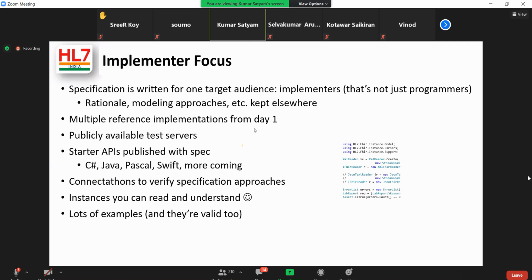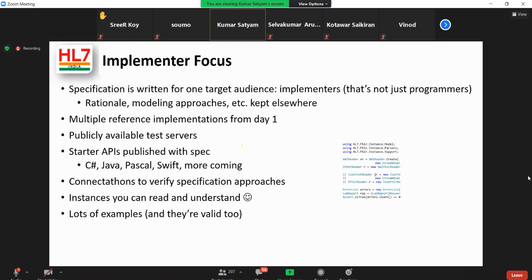FHIR emphasizes there should be one reference implementation, right? So it's not just a spec on the spec. It's not just something written. It actually has a running copy. You can find the reference implementation for all the FHIR spec, even for the latest spec, right? There are publicly available test servers where we can test FHIR, and that we talked about.